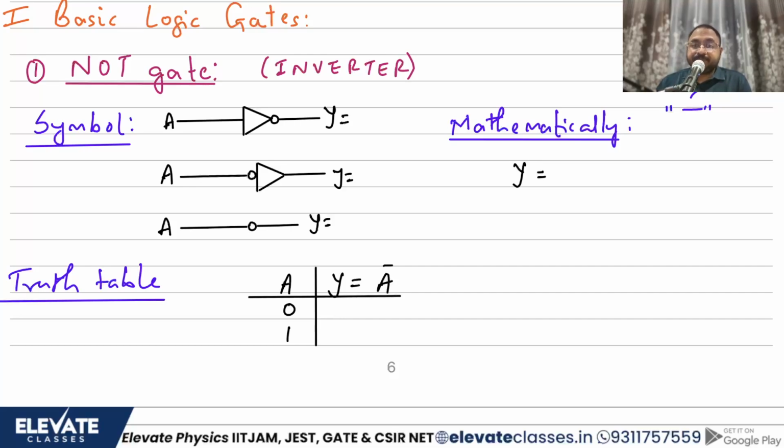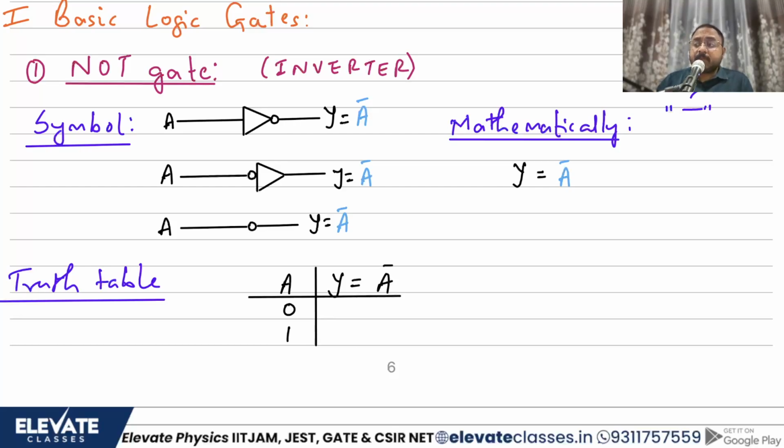Basically, what is Y then? Mathematically, we represent the NOT gate with a bar. So if the input is A, your output is going to be A bar. Input was A, output was A bar. So we can say Y is equal to A bar. But hey, isn't this something that we did in Boolean algebra? Yes, the Boolean function NOT and the NOT gate are basically the same thing. So this is the same operation again.